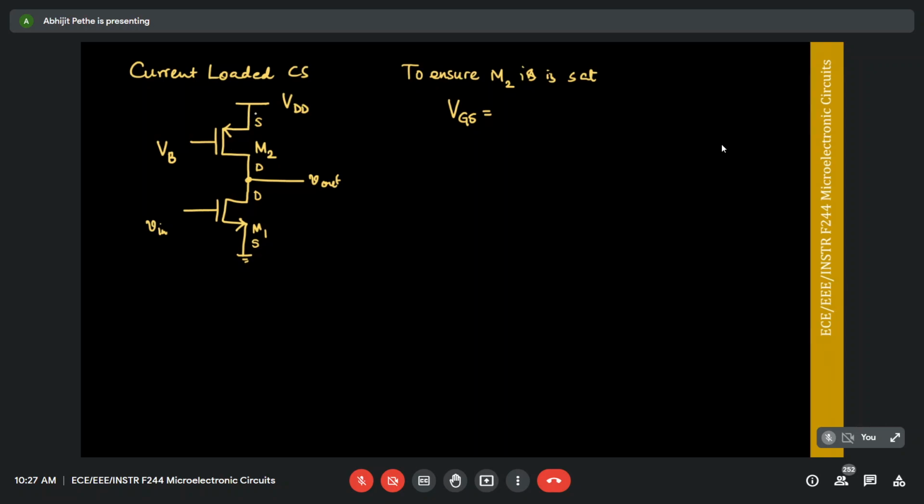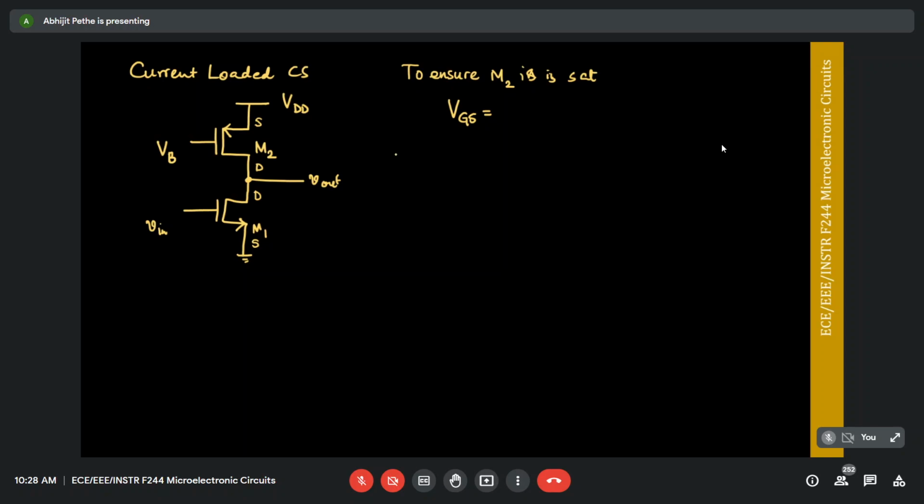So whenever we use PMOSes in circuits, and remember this throughout this entire academic year, PMOSes will always be connected towards VDD. So when you connect the source of the PMOS, because we're using positive voltages, to the highest voltage in the circuit, then my VDS and VGS automatically become negative, right? Similarly, when I connect the source of the NMOS to the lowest voltage in the circuit, my VDS and VGS will automatically become positive.